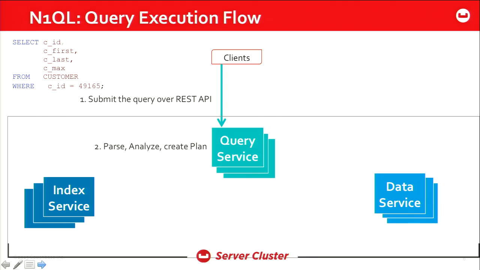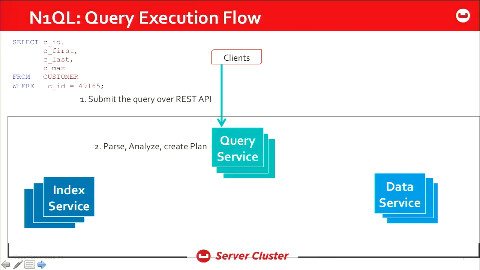Once the query comes into the query service, we do the parsing and semantic check, ensuring that the statement we get is semantically correct. We create a query plan. A query plan is similar to a flight plan that you create when you travel from one city to the other. We choose the right indexes, we choose the join orders, and we choose the join methods.